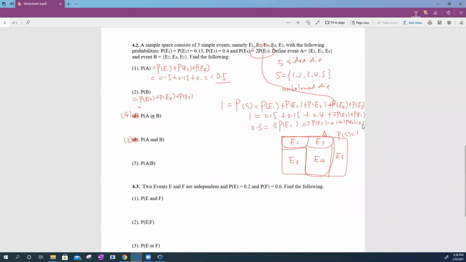So that is 0.15 plus 0.2 plus probability E5, that's 0.1. So we got 0.45.